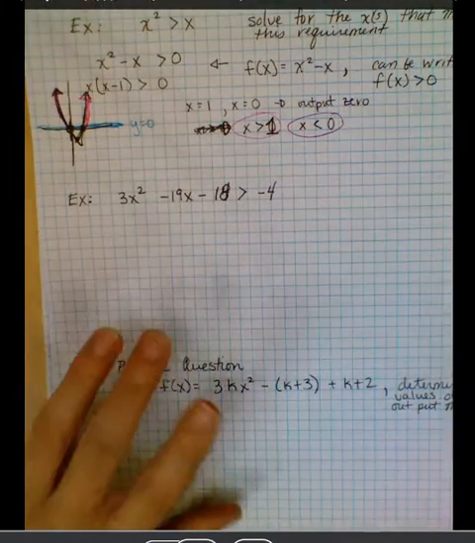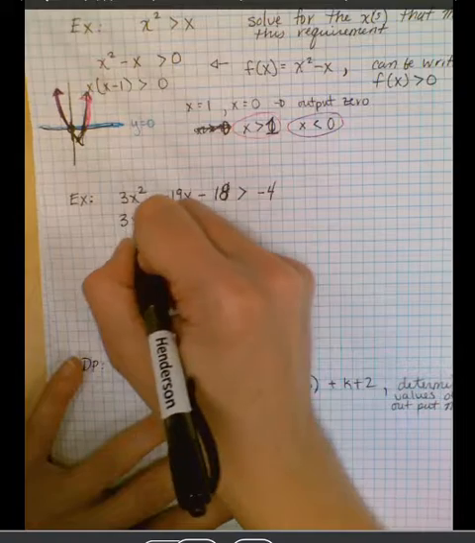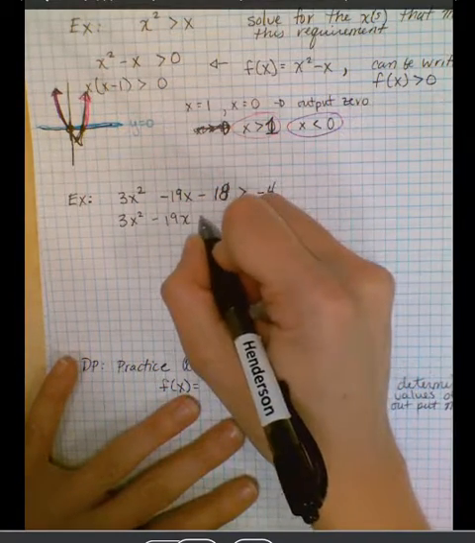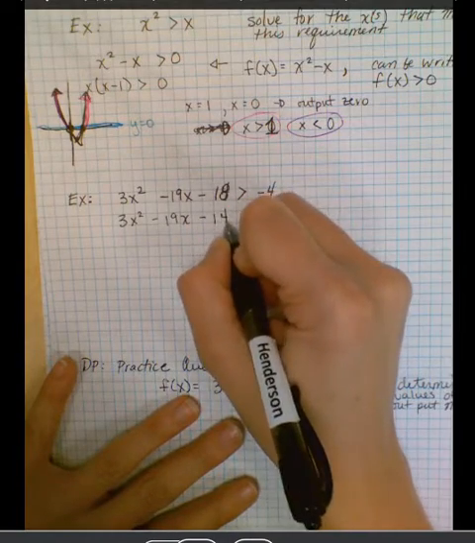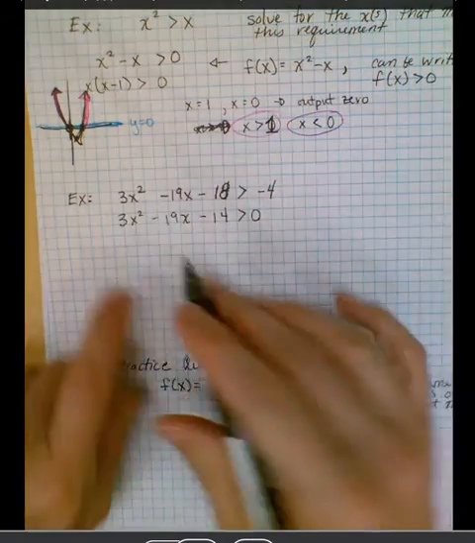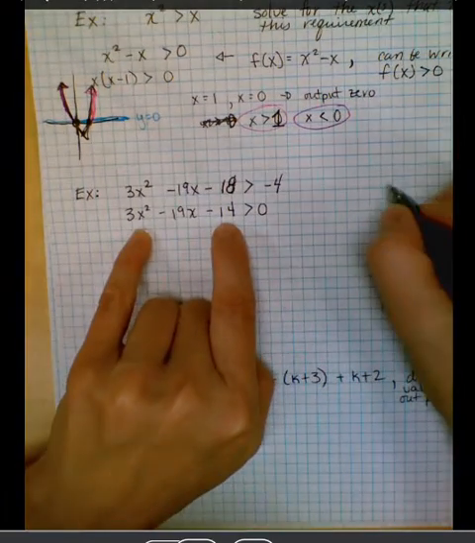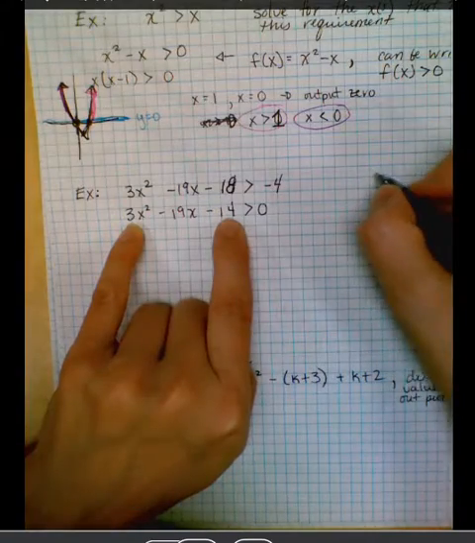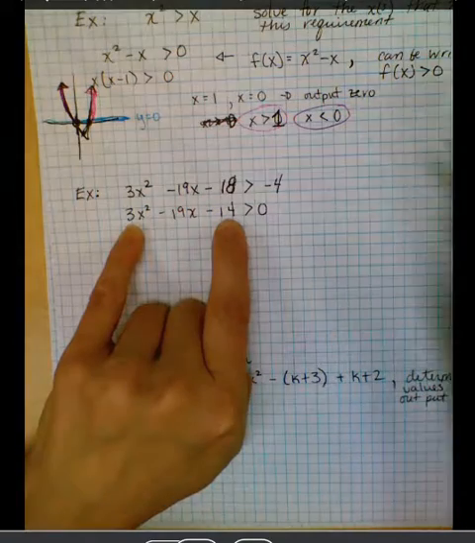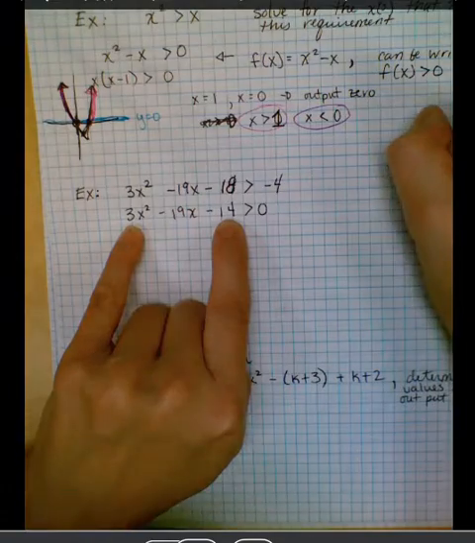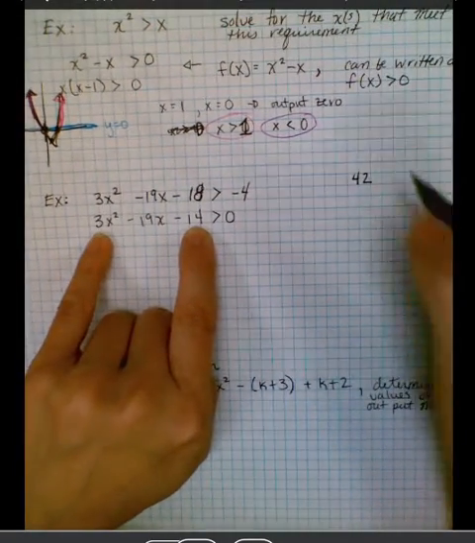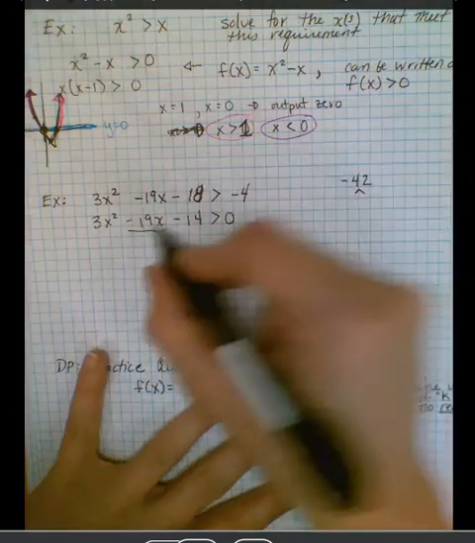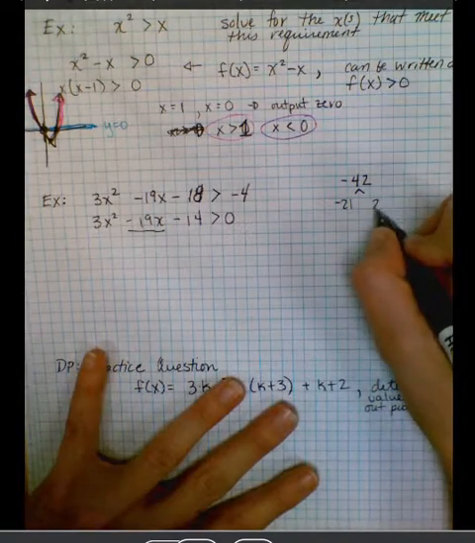Here's another example. We're not going to go through the whole thing here. We're just going to skim over it so you can see how I would do this one. Bring our negative 4 over. This becomes negative 14, 0. I didn't pre-do this, so I'm going to check really quick. 3 times 14 is 42. Negative, so I'm looking for a pair of terms that add to give me negative 19x. So negative 21 and positive 2.